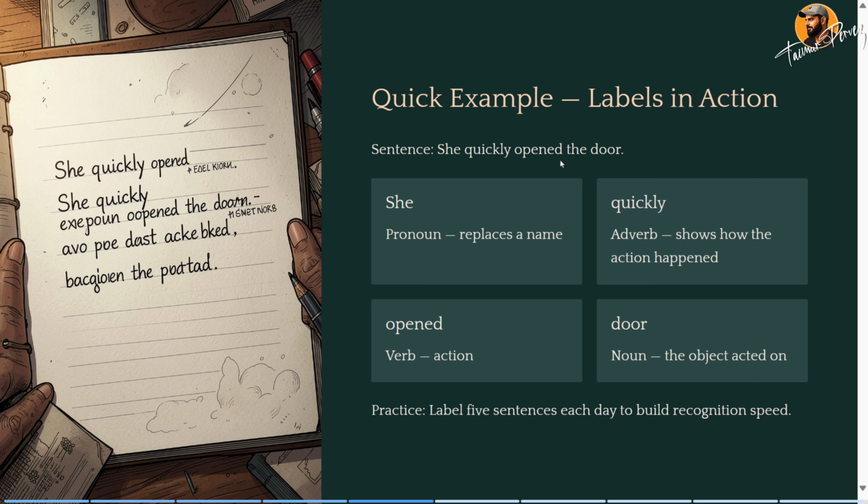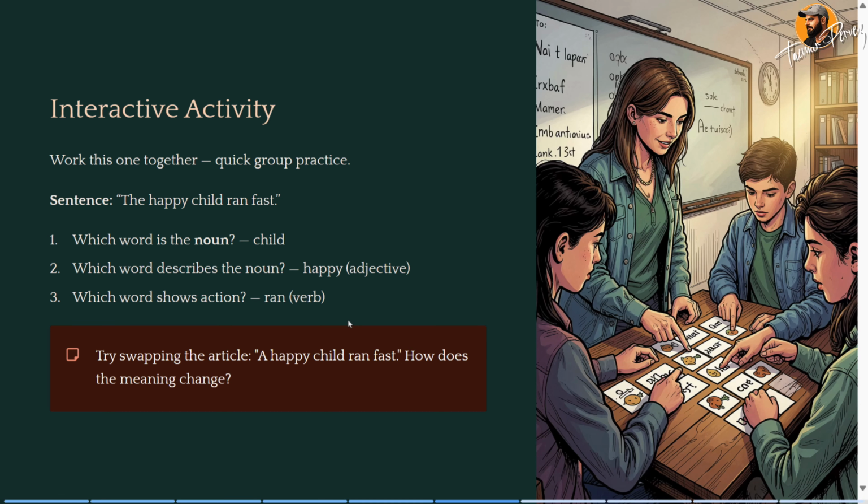यहाँ पे verb क्या है? Opened मतलब action है, उसने किया है. So that opened is a verb. एंड लास्टली डोर है वो नाउन है यहाँ पे, जिस पे हमने एक्ट किया है, जिस पे प्रोनाउन ने एक्ट किया है, तो वो हो गया नाउन. Here is a short practice for you as well. You have to label 5 sentences each day to build recognition speed. जब भी आप रोज़ 5 सेंटेंसेस को प्रैक्टिस करोगे, फिर उनमें ये चारों चीज़ें लेबल करोगे ना, आपको प्रैक्टिस हो जाएगी एंड यू विल बी एबल टू आइडेंटिफाई, टू रिकॉग्नाइज दीज different parts of speech.